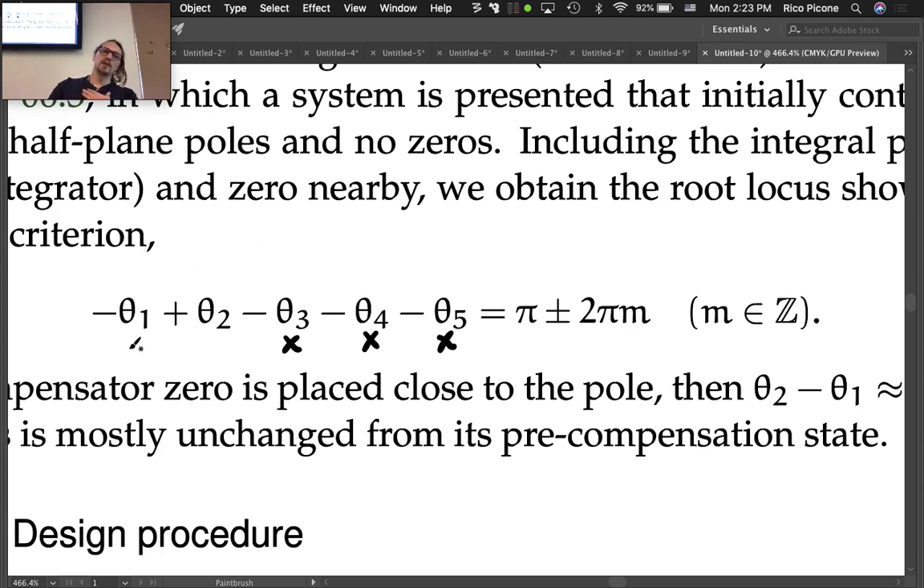This is your compensator pole, and this is your compensator 0. They arise in the angle criterion with two different signs, minus and plus. So if their magnitudes are the same, theta 1 and theta 2, or if they're similar, then their effect is effectively wiped out, right? They're just opposite signs and similar magnitudes, so they cancel each other out.